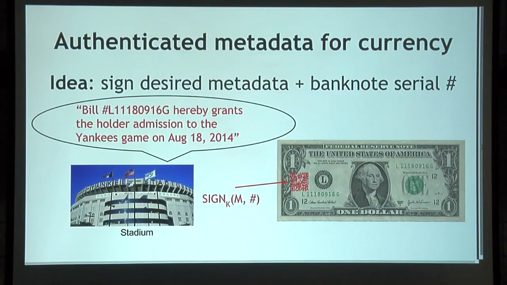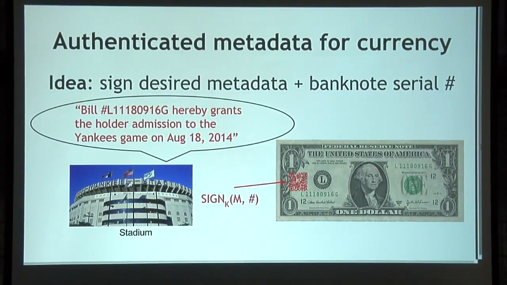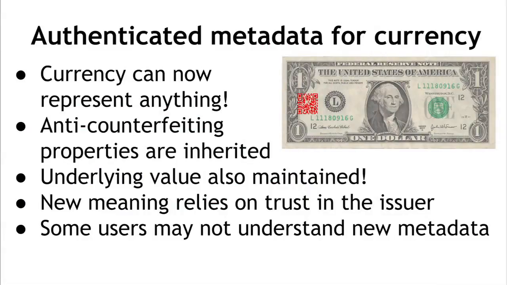And you wouldn't necessarily need to use a stamp. Another solution that works just fine here, which doesn't illustrate quite as well, is you could just have a database at the stadium that has a list of different serial numbers and which seats the holder of the note with that serial number is entitled to. And when you showed up at the gate, they would just look at the serial number on your bill and then look up in the database which seat you are allowed to sit in.